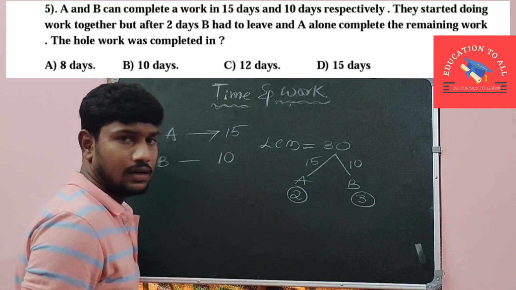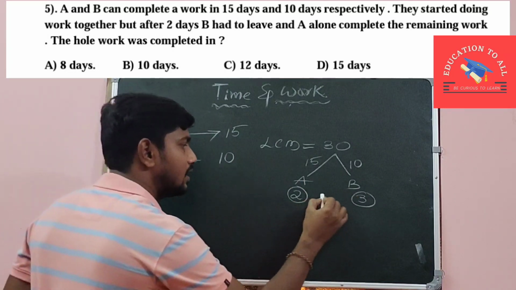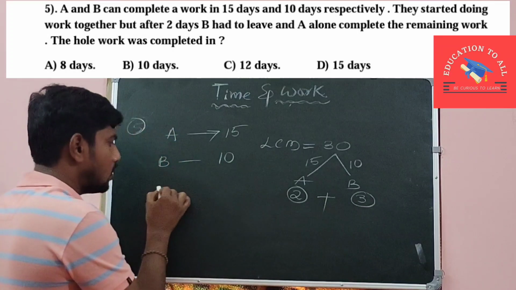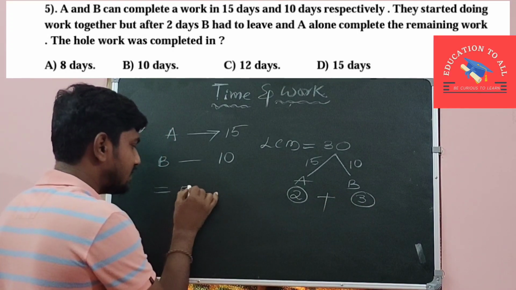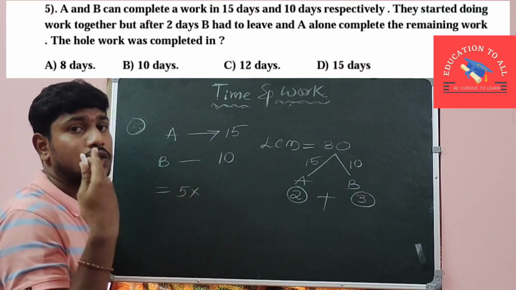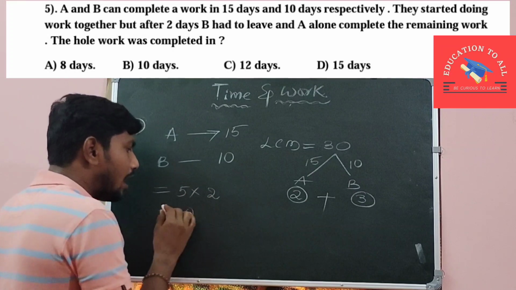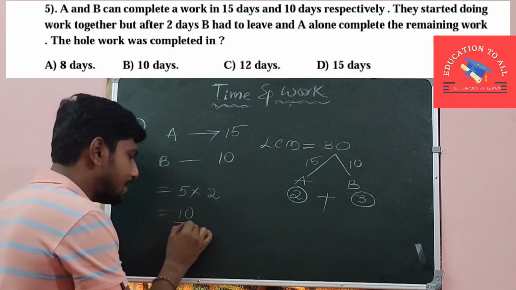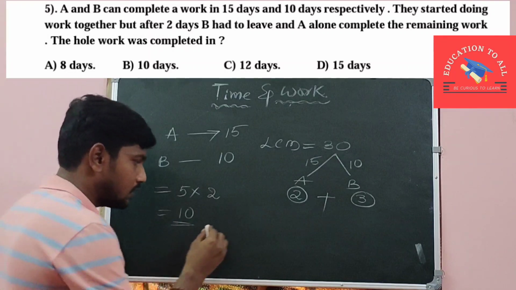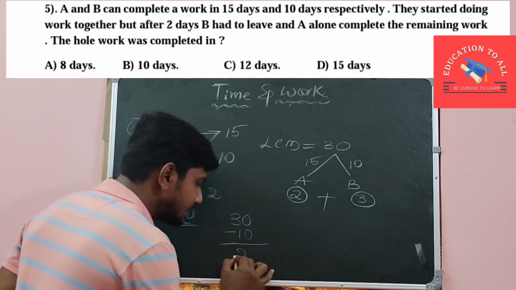According to the question, A and B together worked 2 days. Together means addition, so 2 plus 3 is 5. So 5 parts of work per day, and they worked 2 days, so 5 2s are 10. Out of 30 parts, they together completed 10 parts in 2 days. What is the remaining work? 30 minus 10, so the difference is 20.